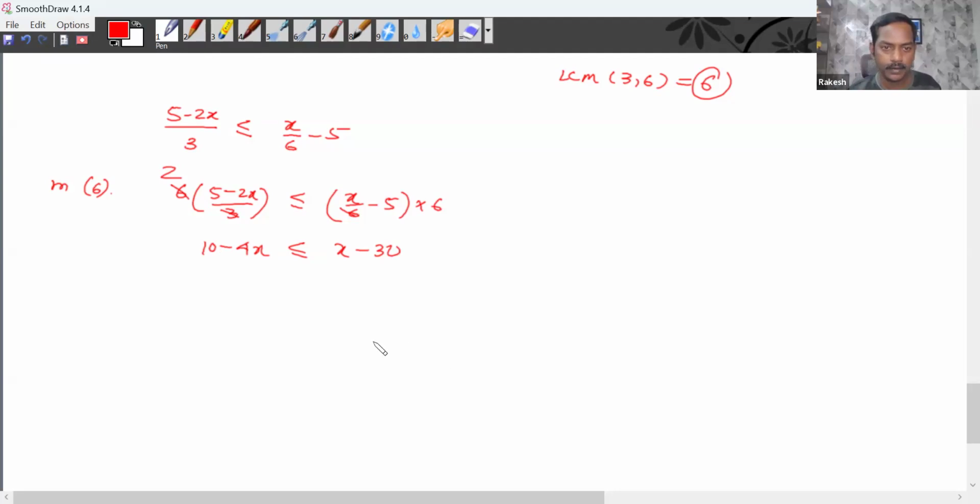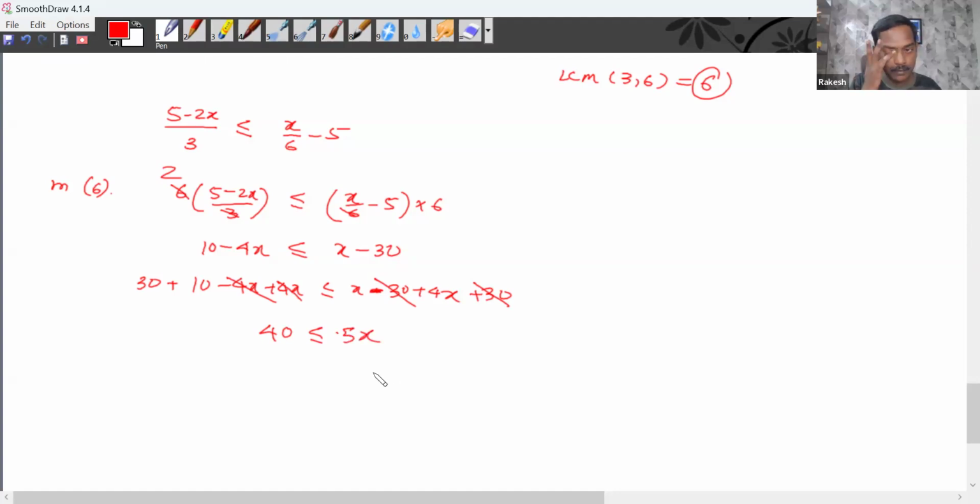Now again, let us bring this x on the LHS or bring this minus 4x on the RHS, whatever we wish to do, and this 30 to the LHS. To get rid of this minus 4x, we would be adding 4x to both sides. Simultaneously, I want to get rid of minus 30, so I should be adding plus 30 to both sides. So here we can see that this will get cancelled out, and this will get cancelled out. So I'll be getting 40 is less than or equal to x plus 4x, which is equal to 5x.